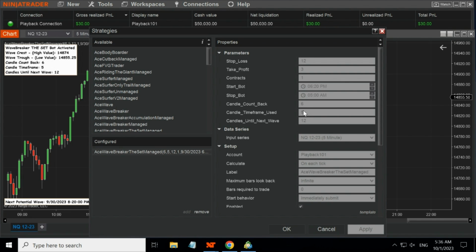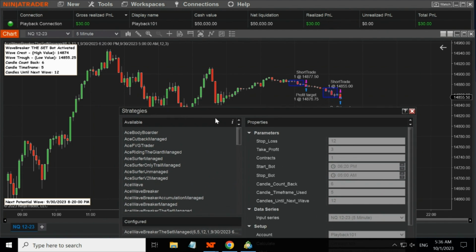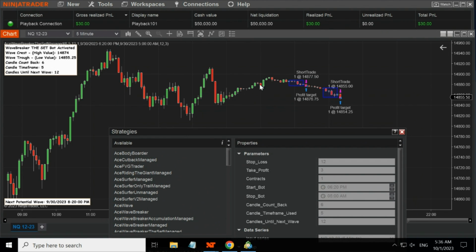Then we have our 2 new parameters, which is the time frame. So you put in the 5-minute candles, and then when we want our next wave to occur. You'll see that I'm starting my bot at 6:15, not on the hour. The reason why I'm not doing it on the hour is because I tend to find that on the hour is when you get your breakouts for high volatility.